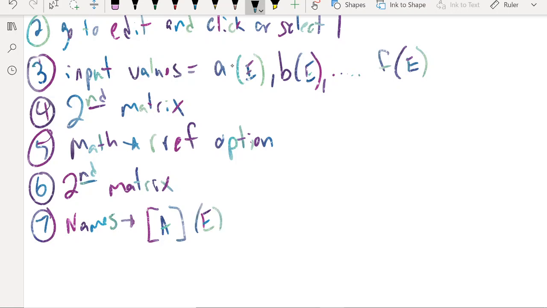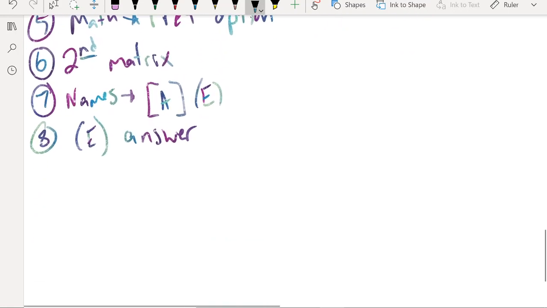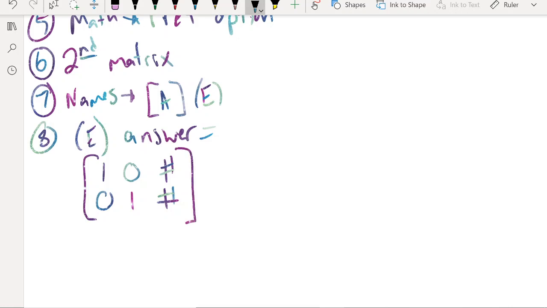And then you hit enter one more time. And then you hit enter. And you get your answer. So the answer will look something like this. It'll say 1, 1, 0, and then it'll have some sort of number here. And then this one will say 0, 1, and then it'll have some sort of number here. And it'll look like this.